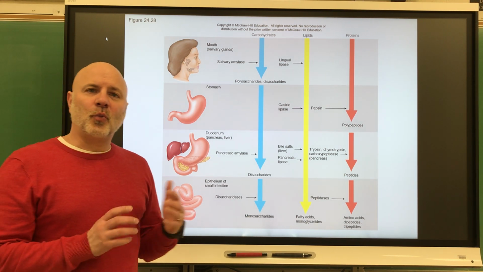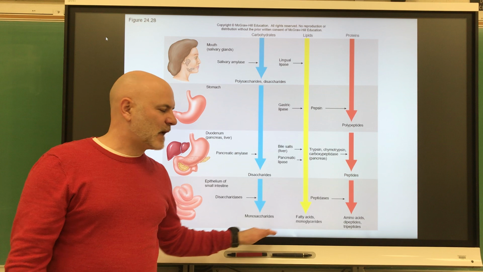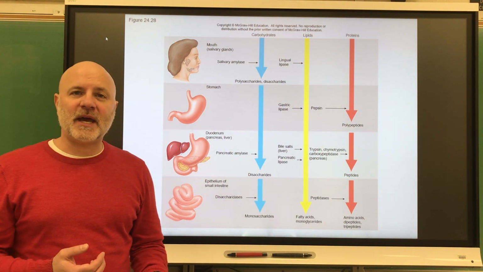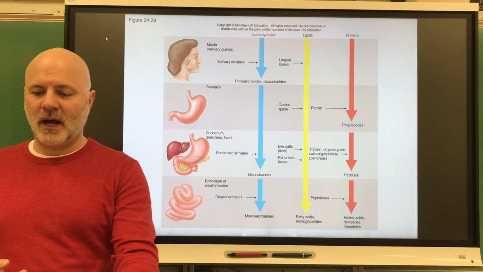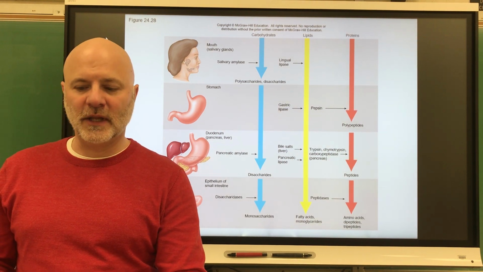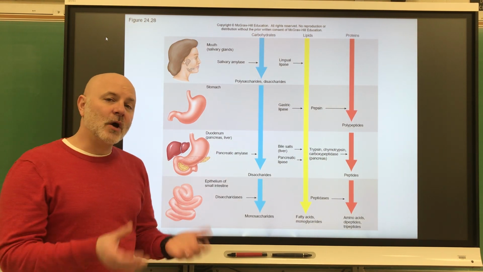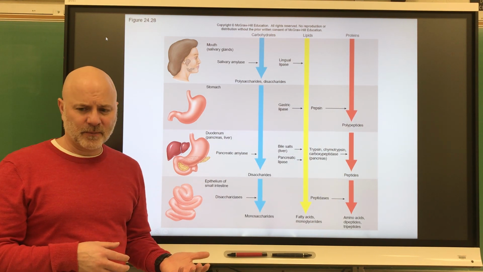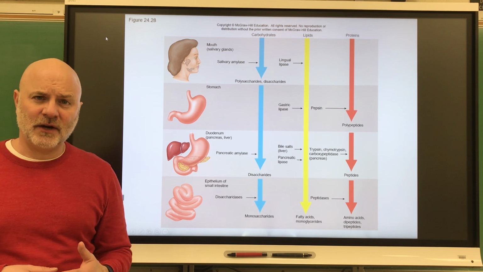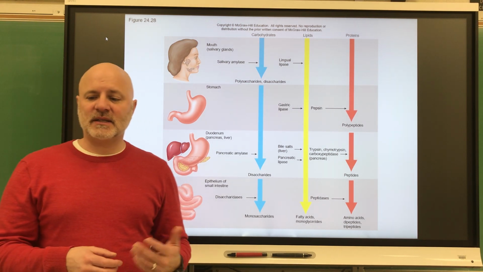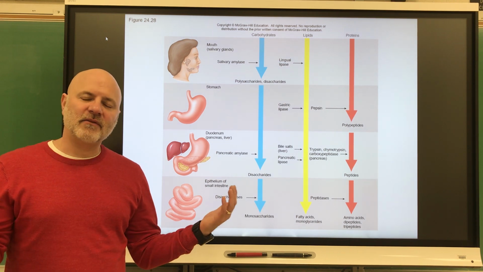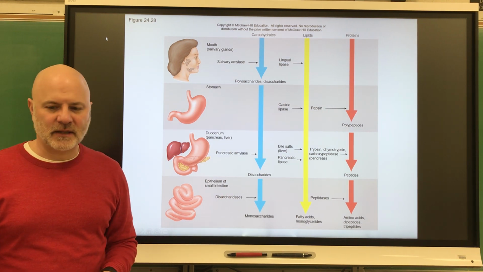All right, so once we get these small molecules, then we can absorb them. And so that's the passage of digested end products into the blood or lymph. This mostly occurs in the small intestine, a little bit of it occurs in the stomach. Lastly here is defecation, and this is the elimination of indigestible or unabsorbed substances. So obviously that's where this whole process ends.